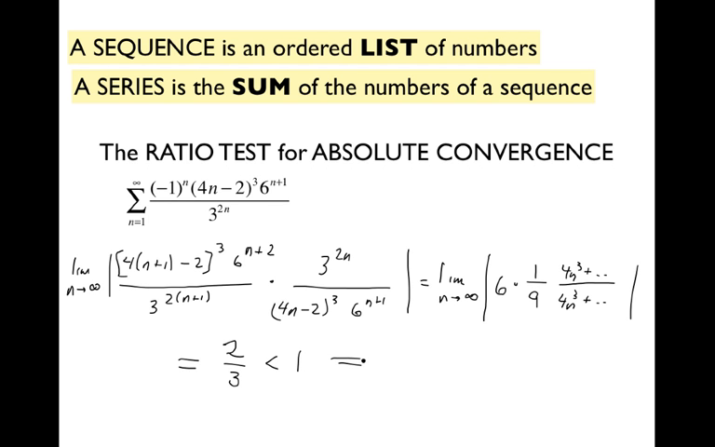Conclusion? Absolutely convergent. Because the limit of that sequence is less than 1. That sequence is becoming like a geometric sequence with an r of 2/3, right? When n gets big, you basically have an r of 2/3, so it's convergent. Okay, web work due Monday.